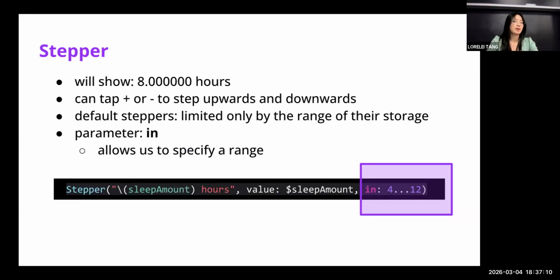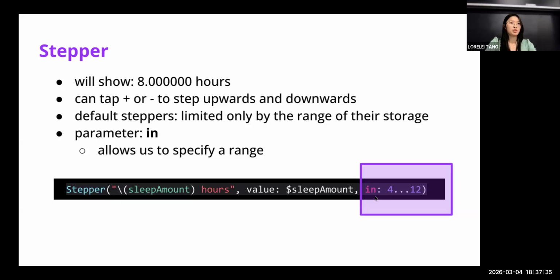And then you can tap the plus or minus icons that we saw earlier to step it upwards or downwards. For default steppers, a good thing to know is that they're limited only by the range of their type. Since doubles can store very large numbers, you could potentially increment it to a really high number if you wanted. Which is why this next parameter, in, is really important, because it allows us to specify that range.